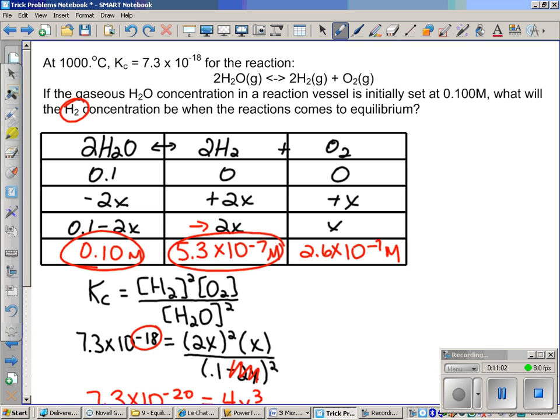Okay, so these problems really are the same problems as before. We're just making life a little easier. Now, if it's not 10 to the negative 10th, you're still going to have to do your quadratic.